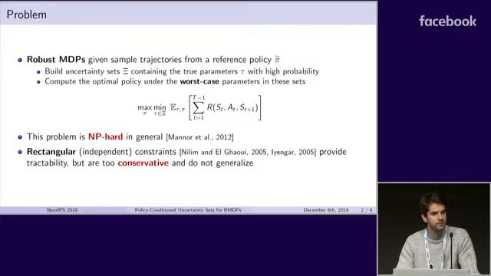Now, there's a form of constraints that allow tractability, and these are the so-called rectangular constraints. The idea is quite simple. We constrain the transition probabilities at each state or each state action pair independently of all the others. Unfortunately, the price we have to pay for this tractability is that the resulting solutions are often too conservative to be useful in practice. And the reason why is that, very simply, we are assuming the worst case at each state action pair, which is an event that hardly ever happens in practical applications.